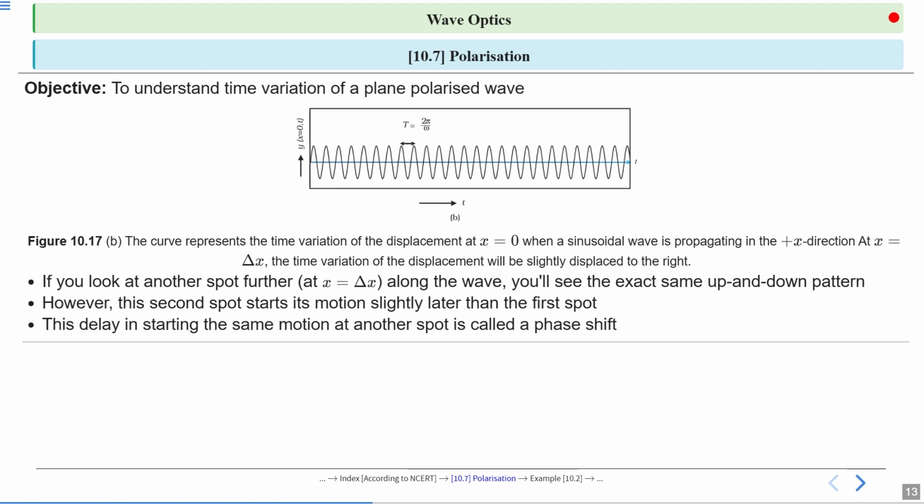So after some time, the up and down motion is the same at every point, but at every spot this motion is separated by some time. Okay, so at x equal to delta x, the motion is delayed by some amount of time. So this delay is known as phase shift.